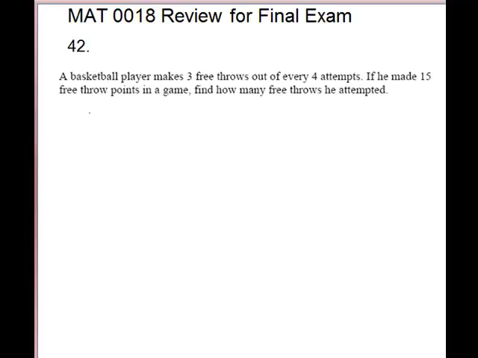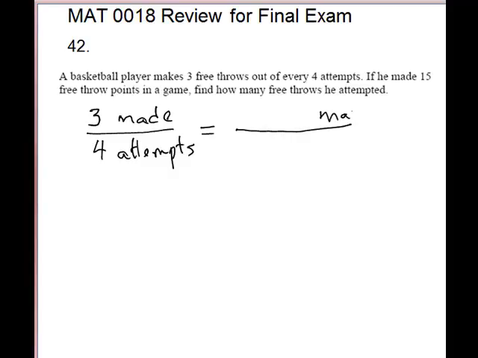We have 3 free throws. These are what he made. So we'll just say he made 3. Put some word so you know what it is. Out of 4 attempts. This will be at the same rate as, and you need the words in the same places. He made 15 free throws. Find how many free throws he attempted. 15 is our made. We don't know the attempt. Now we have our setup.